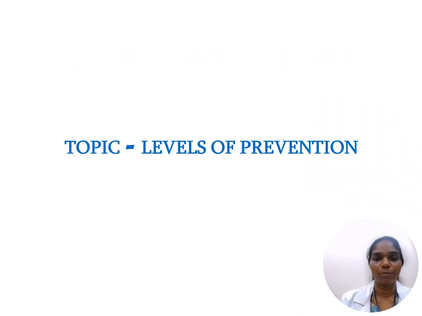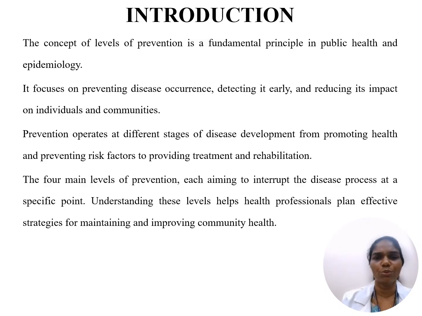So this is levels of prevention. Today we are going to see about levels of prevention. Just one small introduction about this. The concept of levels of prevention is a fundamental principle in public health and epidemiology. It focuses on preventing disease occurrence, detecting it early, and reducing its impact on individuals and communities. Prevention operates at different stages of disease development, from promoting health and preventing risk factors to providing treatment and rehabilitation.